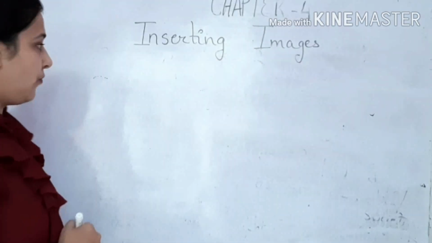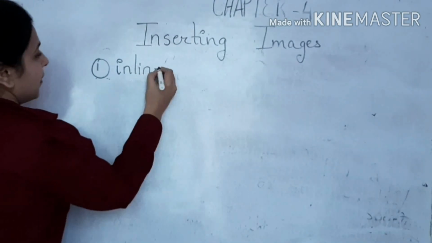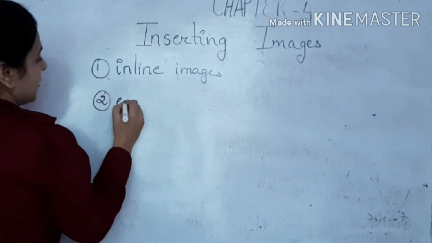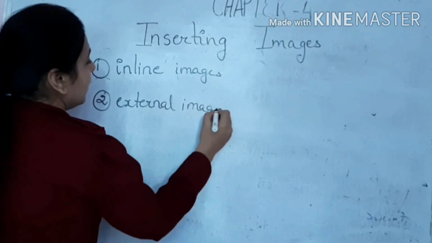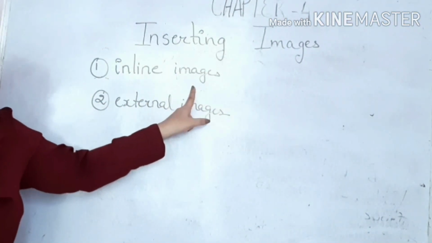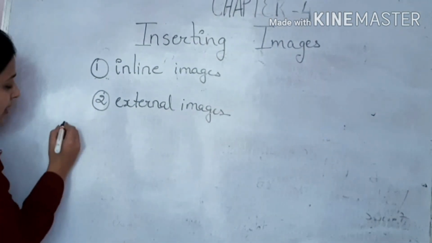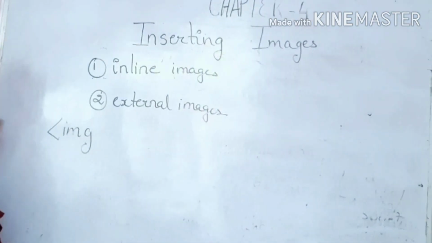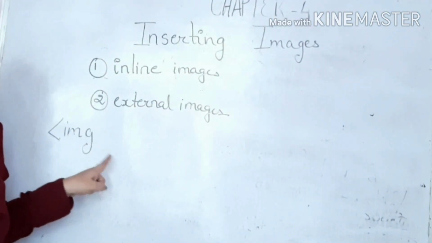Now there are two types of images. The first are inline images, and the second are external images. Today we are going to study inline images. What are inline images? Inline images are images that use the tag IMG, and when you write IMG, it means you want to insert an image.